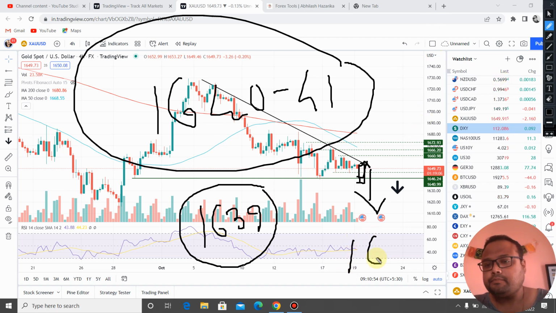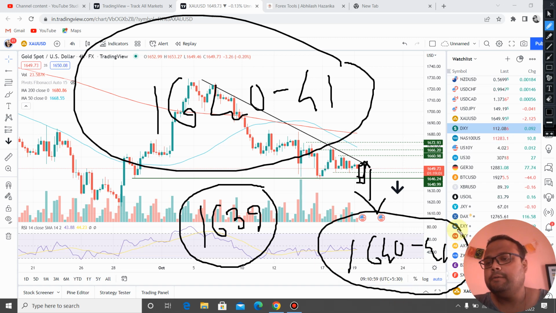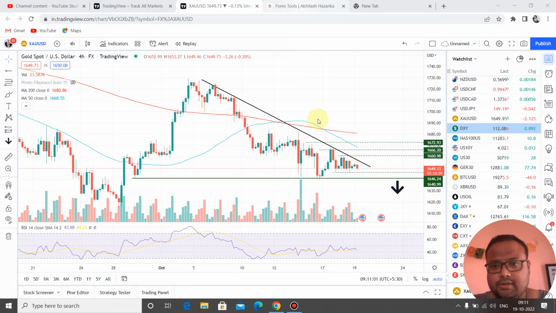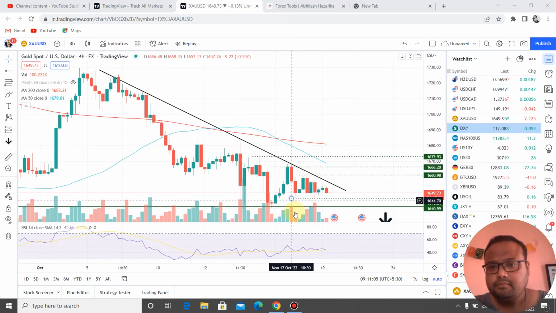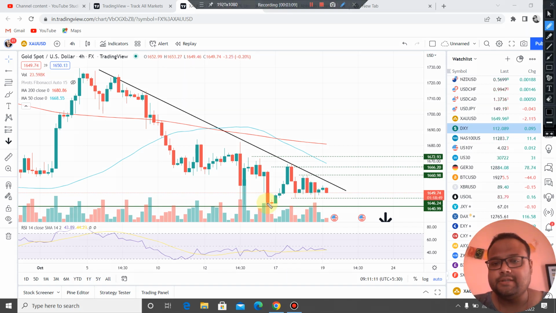So 1640 to 41 will be an important level for us. But right now the market is standing at 1649. You can see just above the 1640 level, I have drawn another level around 1646.